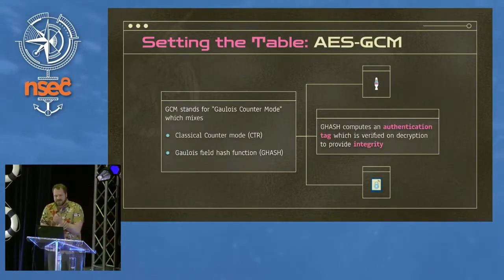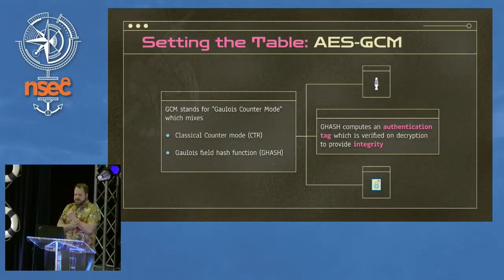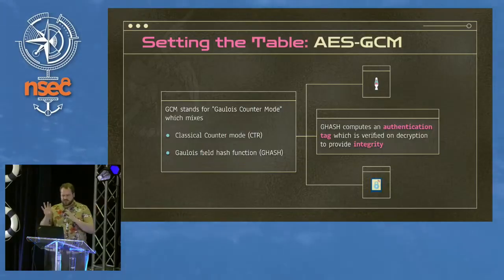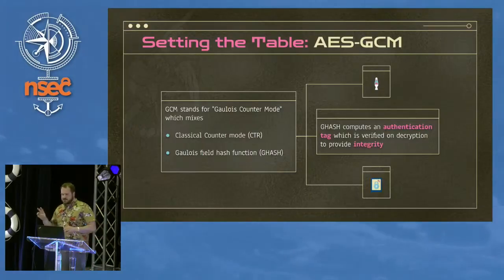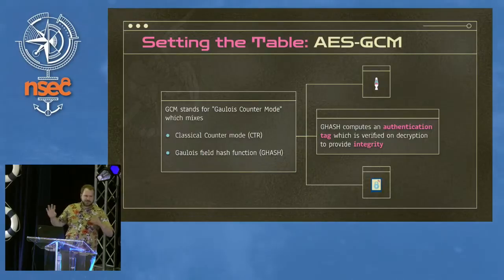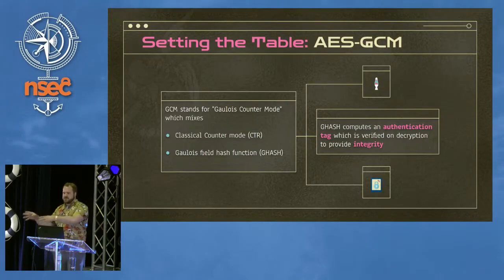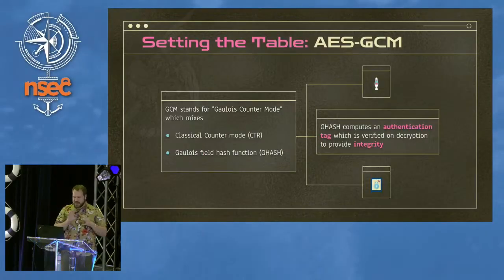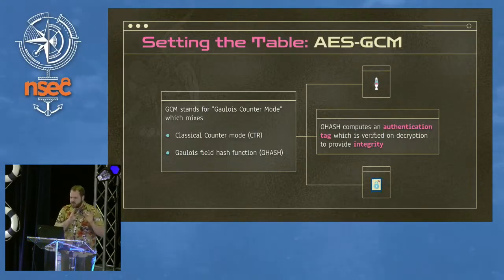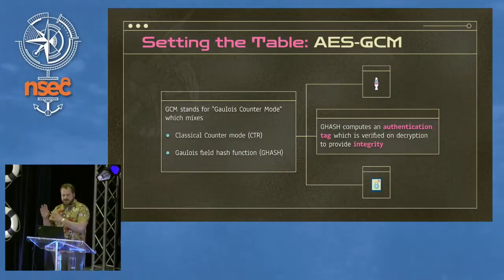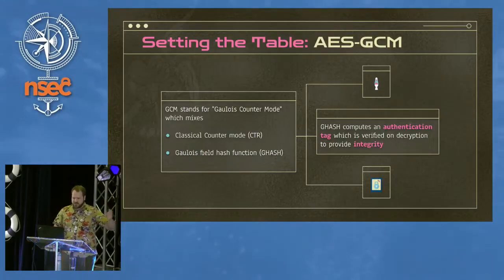So let's set the table first. AES-GCM, what is that? AES is a block cipher. Let's not cover that. GCM stands for Galois Counter Mode, which mixes two things. The counter mode, the classical counter mode that changes a block cipher to a stream cipher effectively. And then the Galois field hash function, GHASH. This one computes an authentication tag, and that's what provides integrity to the ciphertext we'll be sending.